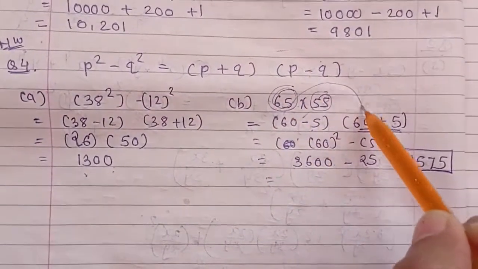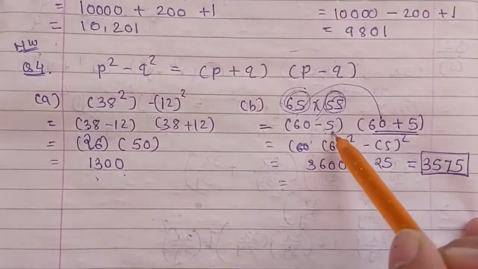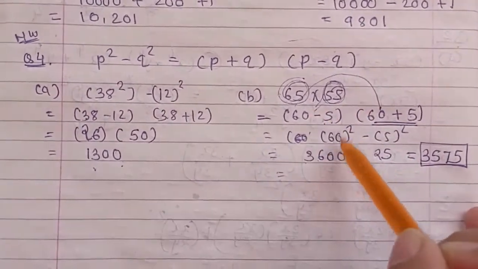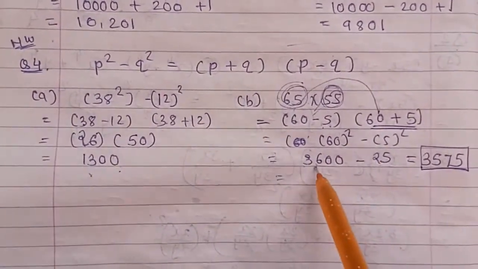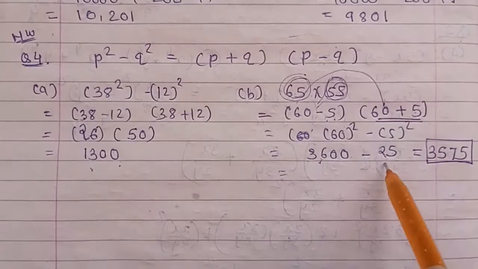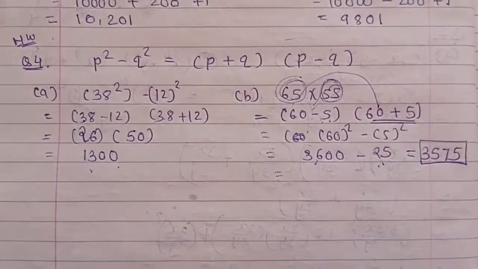65 is equal to what? 60 plus 5 and 55 is equal to what? 60 minus 5 you will get. So it is first term square minus second term square, a square minus b square. 60 square is equal to 3600 and 5 square is equal to 25. So if you do the subtraction, you will get 3575.